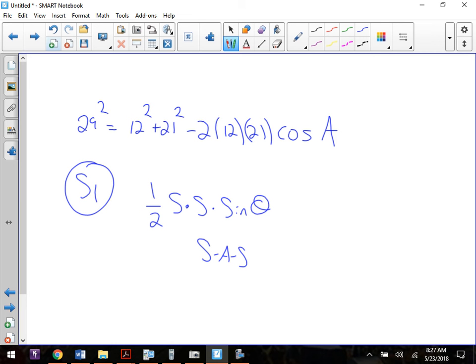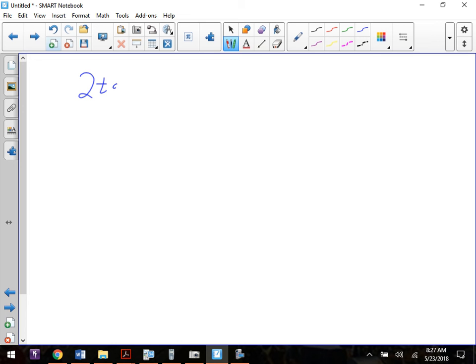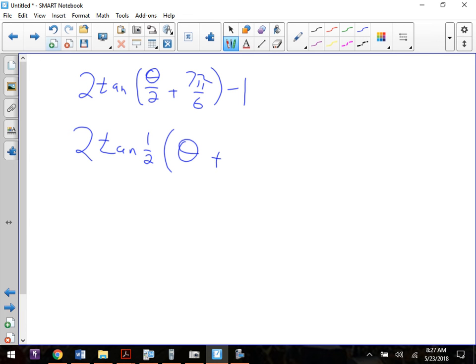Graphing, what we haven't even done the equations yet. Graphing 2 tangent of theta over 2 plus 7 pi over 6, minus 1. In order to do this, I've got to get the b value outside of the parentheses, so I've got to factor out a half. So I get 2 tangent 1/2 theta. Now, 1/2 times what equals 7 pi over 6?